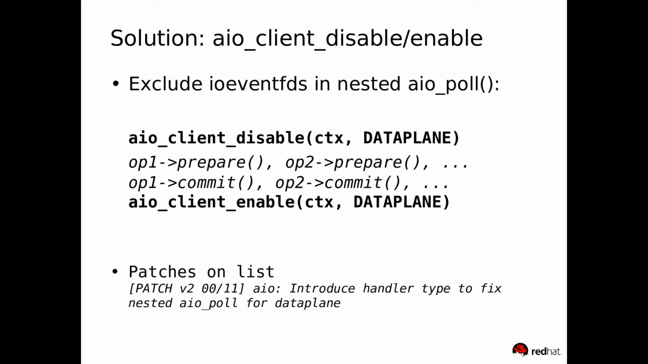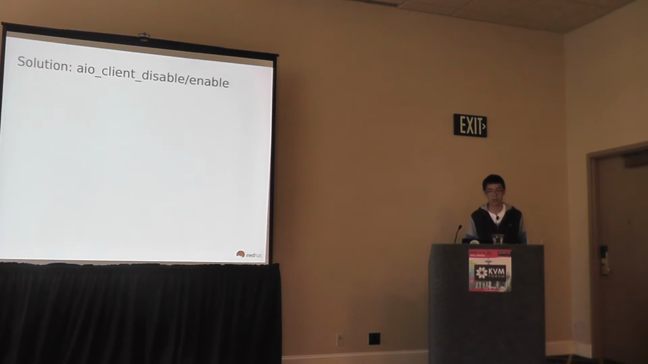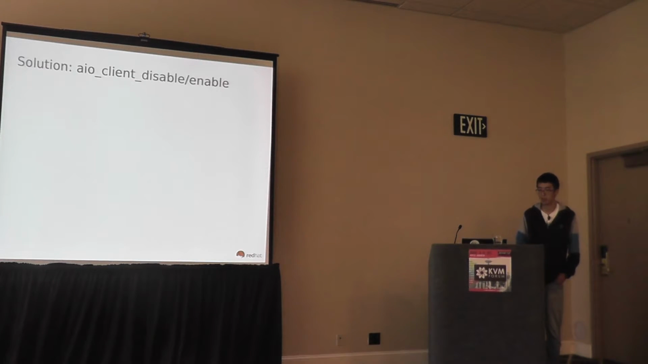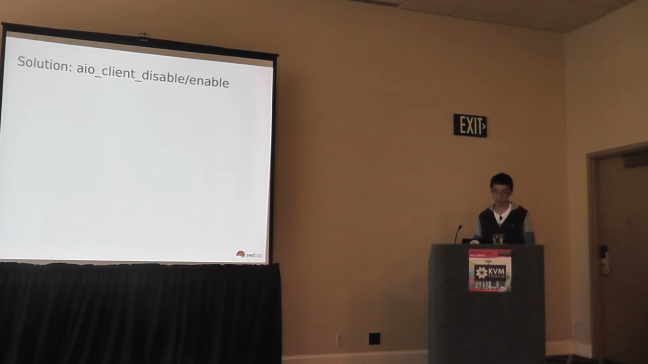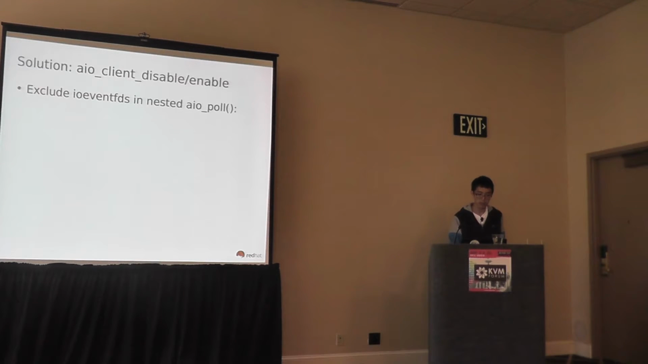So the solution is to add an interface to disable and enable around these critical sections of operations. So we want to exclude the IO event FDs in nested AIO poll. The interface is simple as that: AIO client disable, and we specify what we want to disable. And after we are done, we enable it.